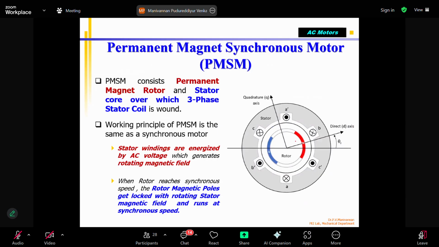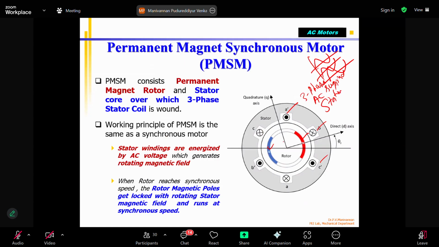This picture, this is my rotor. Rotor is a single magnet, it has a north and south pole, and stator has A, B, C. There are 3 phases. 3-phase AC voltage is supplied to the stator coil. Correct. There are 3 coils in which the AC voltage is applied. We are applying AC voltage, which is 120 degrees separated, with 3 phases.